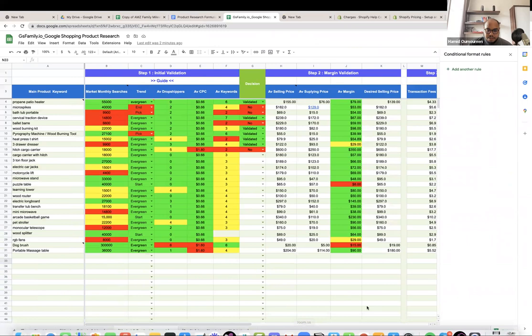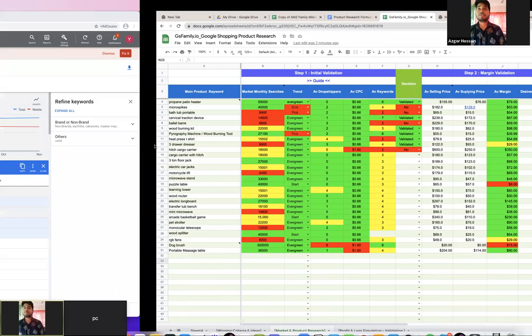And also, I need to research the competitors. If I see here lots of dropshippers selling this product, I don't need to select this product, exactly. If there are more than seven, don't put it in the Excel file. If there are less than six, five, you can put it in the Excel file, no problem.